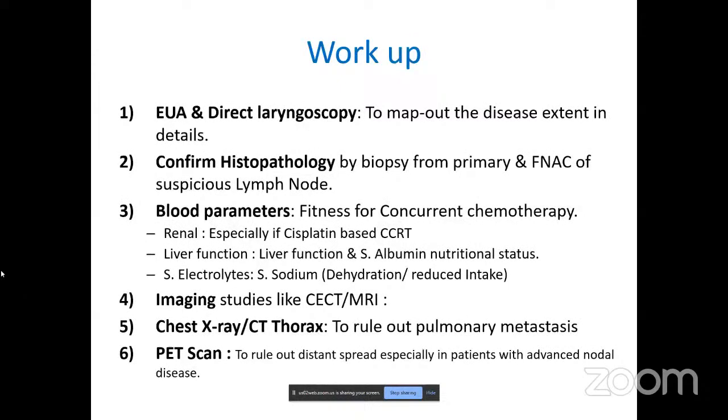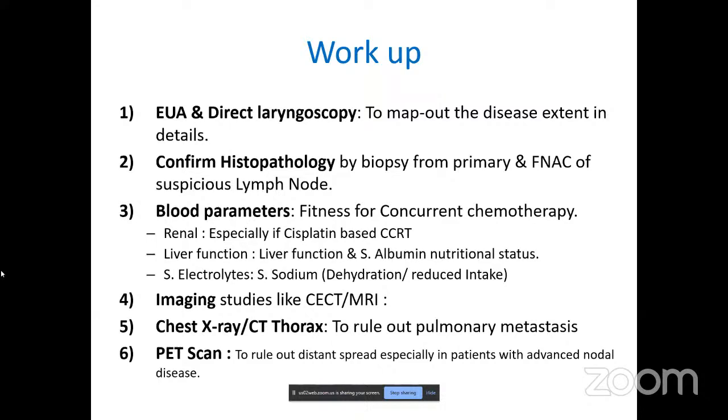We should go for examination under anesthesia if possible, and do direct laryngoscopy to map out the disease extent in detail. And we should map in such a way that anyone can actually visualize the disease after the clinical examination. And then there is need to confirm the histopathology, do the basic blood parameters, and look at the fitness of the patient or performance status for concurrent chemotherapy if at all needed.